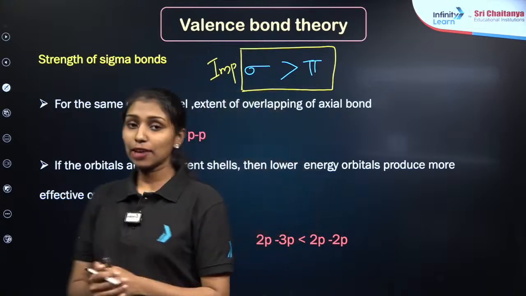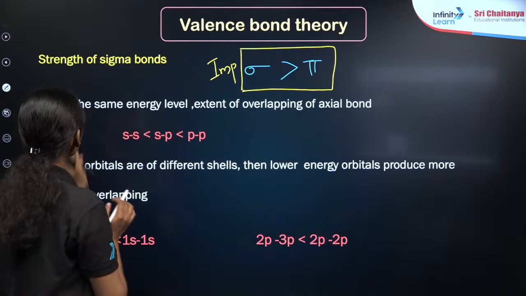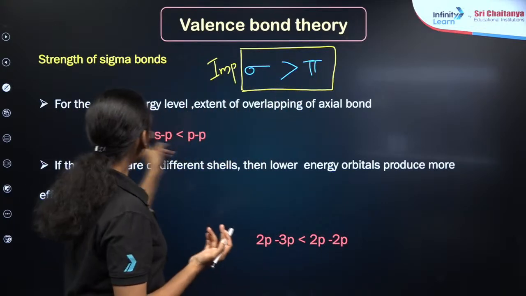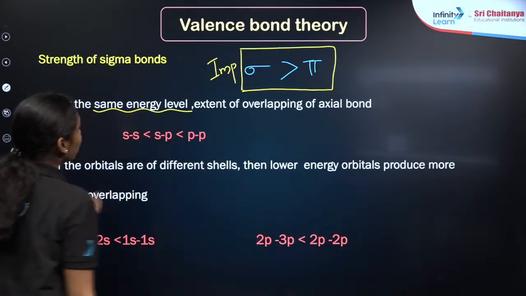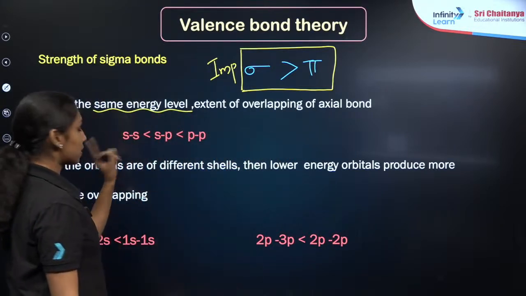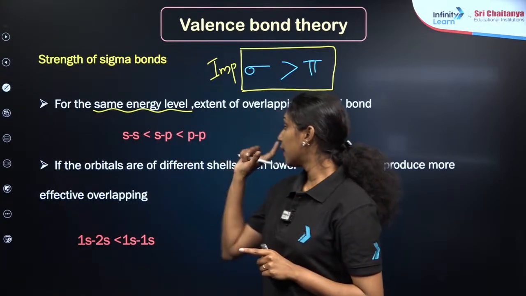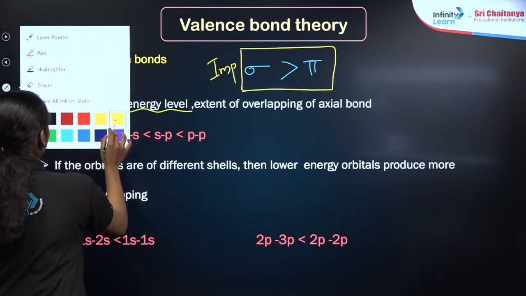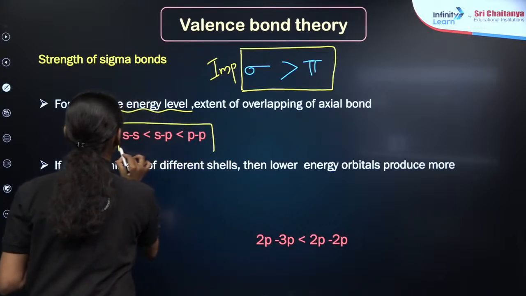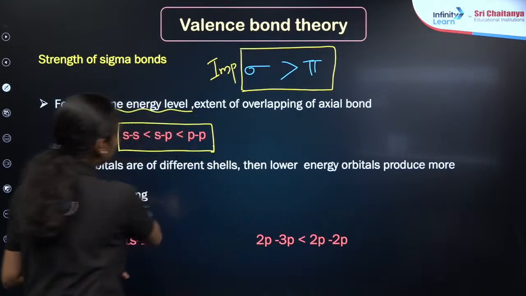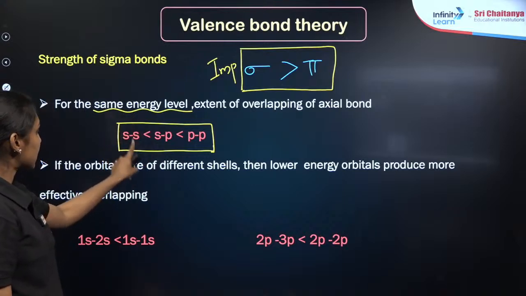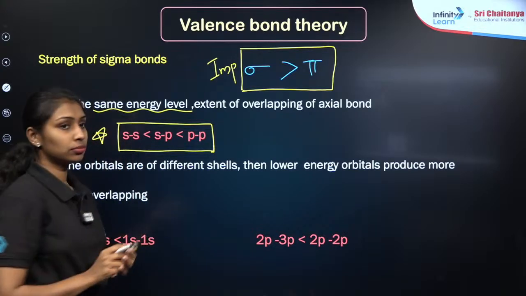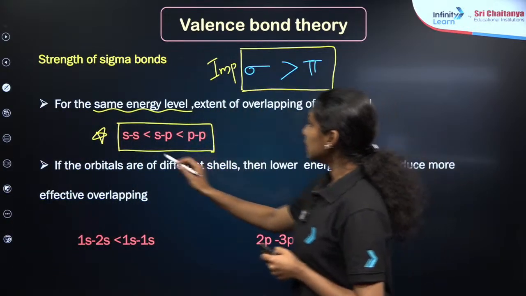Okay, fine. Now, if we are considering different orbitals or different energy levels, what will be the strength of sigma bonds? We have already discussed that sigma bond has more strength than the pi bond. But if we are considering the same energy level, what will be the extent of overlapping in the case of sigma bond? We have discussed that there are three types: SS overlapping, SP overlapping and PP overlapping. Then what will be their strength? This will be the extent of overlapping in the case of sigma bond: SS is less, then SP, then PP. This should be noted. Clear? And the point to be noted is that it is for the same energy level.